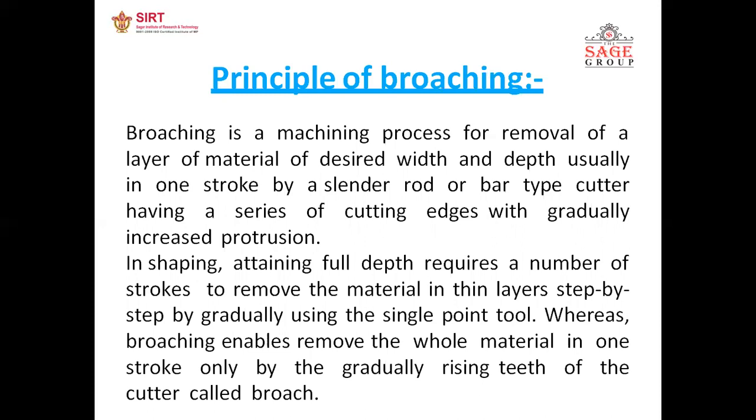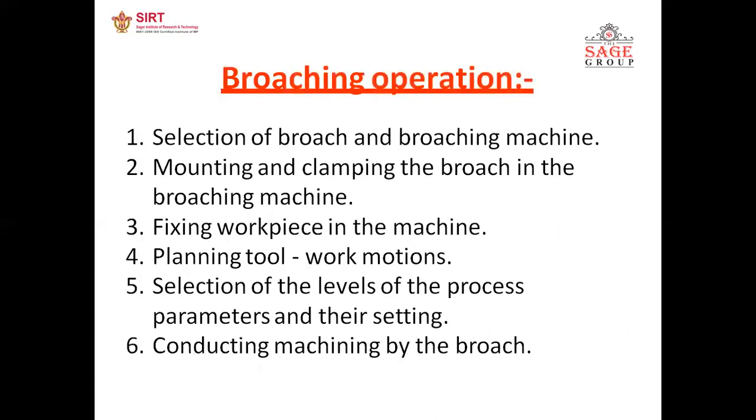In shaping, attaining full depth requires a number of strokes to remove the material in thin layers step by step using a single-point tool. As we see in the shaper, we remove material layer by layer by giving continuous feed to the single-point cutting tool. Whereas in broaching, only one stroke is required because the tool has successive teeth of gradual dimensions. So this is the broaching operation.